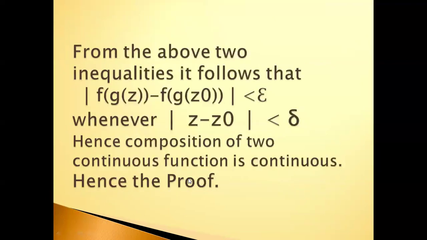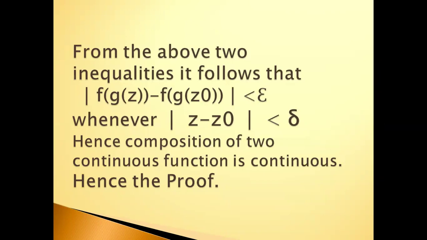Okay, next from the above two inequalities we have modulus of f of g of z minus f of g of z naught is less than epsilon. In that composite function, the domain is z and z naught only, so the difference z minus z naught is less than delta. This is the proof that the composition of two continuous functions is continuous.